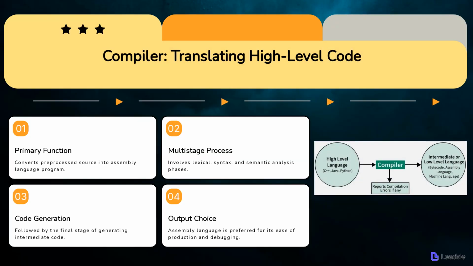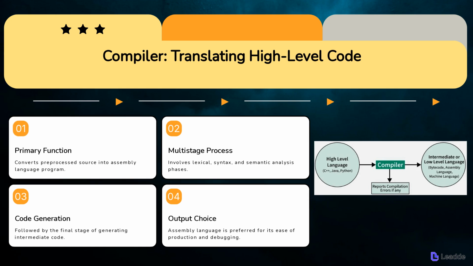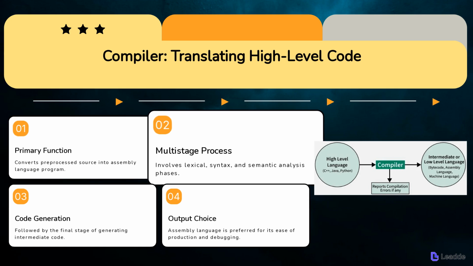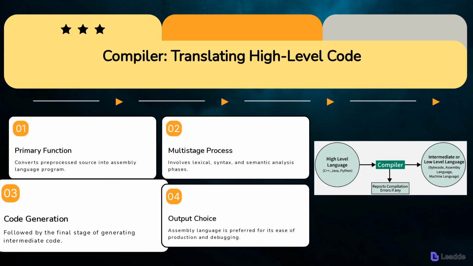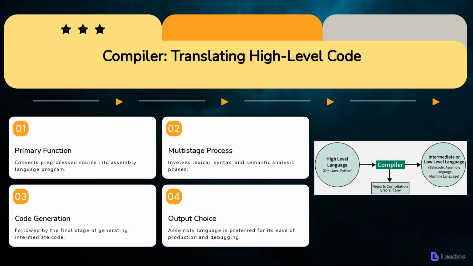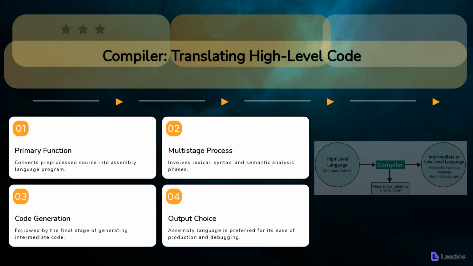Following the preprocessor, the compiler undertakes the task of translating the high-level code. Its primary function is to convert the preprocessed source file into an assembly language program. This is a multi-stage process that involves lexical, syntax, and semantic analysis phases. These are followed by the final stage of generating intermediate code. Assembly language is often the preferred output, as it is relatively easy to produce and to debug when necessary.